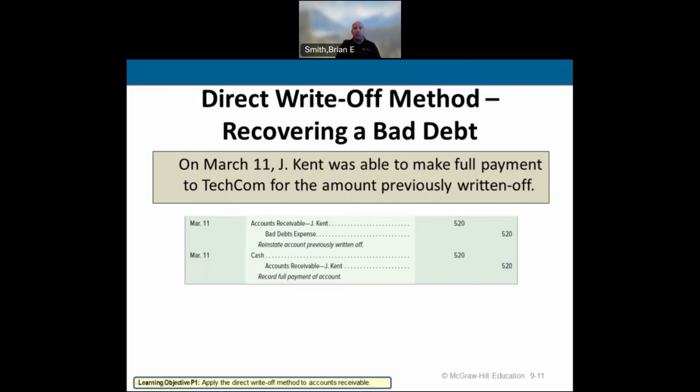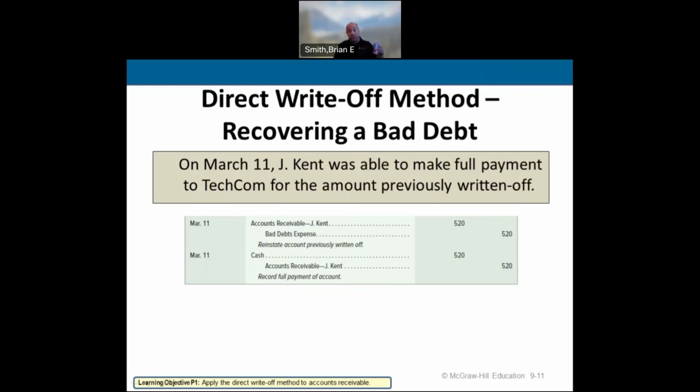Somebody did ask one time, well, why can't I just debit cash and credit bad debt expense? It's doing the same thing, and it doesn't even touch J. Kent. That's exactly right, because if you do that, that's what we call money laundering. You can launder money that way when you don't know where the money came from. So this is a way to identify where the money came from.